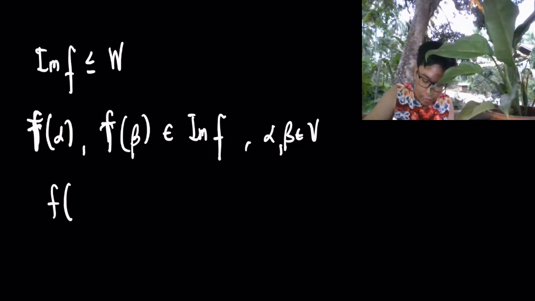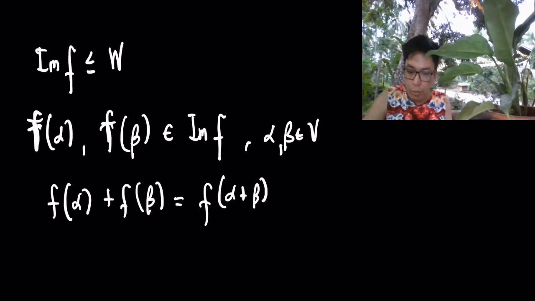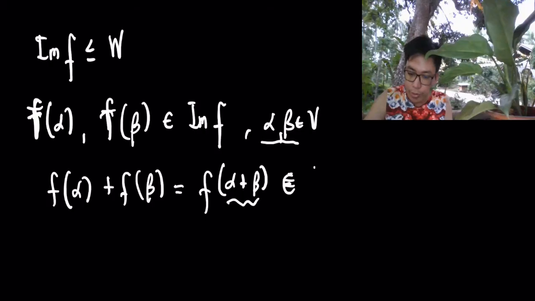Meaning that F of alpha plus F of beta, because F is a linear transformation, is F of alpha plus beta. If you notice, alpha and beta are elements of the vector space V. Now, V is a vector space, meaning that the sum is closed. So the sum of alpha and beta is an element of V, implying that this is also an element of the image of F.